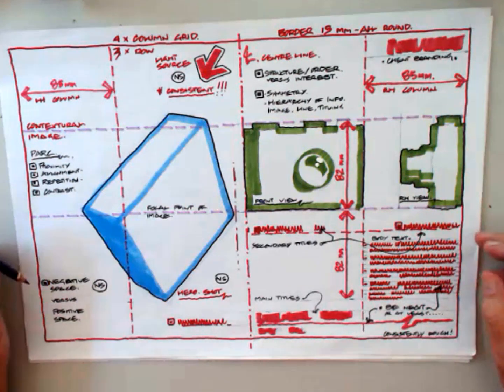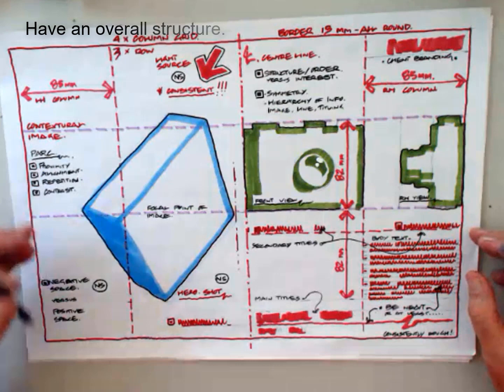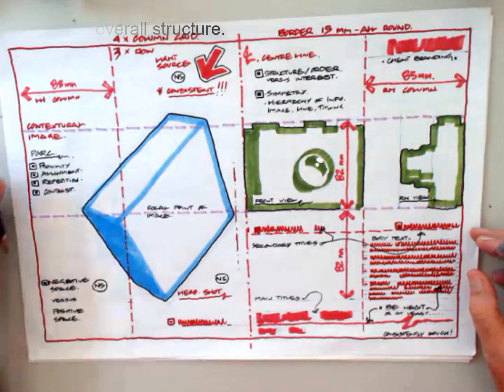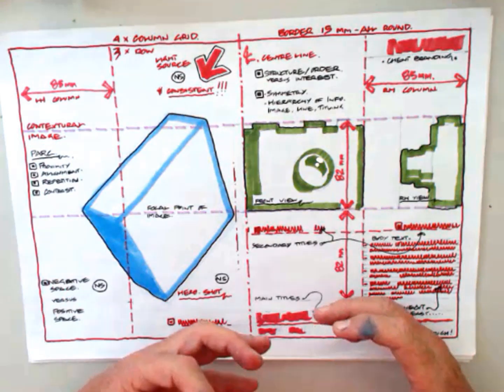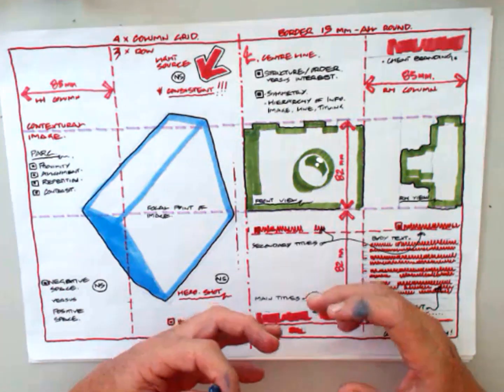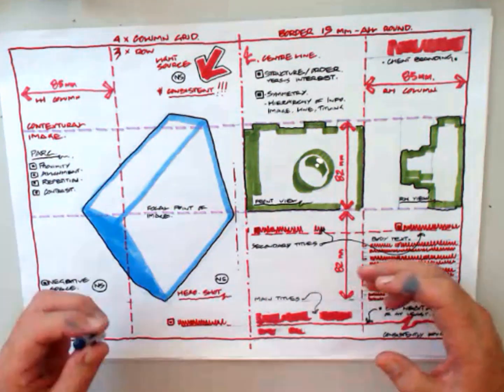So the first thing we need to establish is an overall structure to the page. So that's comprised of a number of elements. The first one is really simple, and we can break these rules once we get comfortable with them, but initially we need to know the rules of the game before we start bending and breaking the rules.